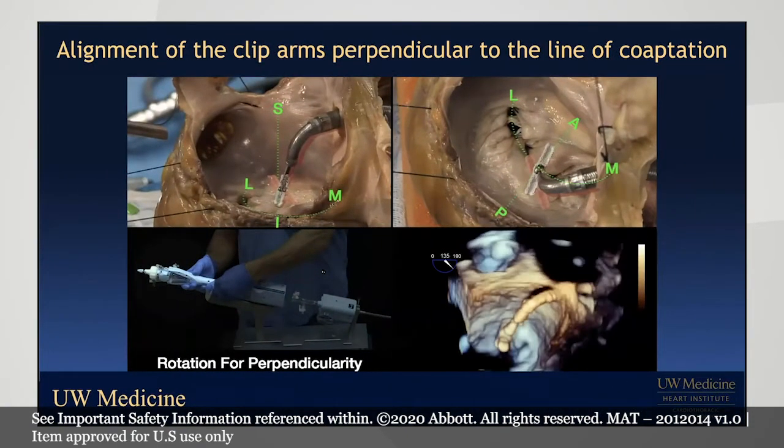This basically shows this in a few quick steps. I'm not going to spend too much time. I think the point is clear that once we are above the valve, we need to look for perpendicularity of the clip. And again, as Dr. Smith actually mentioned in the initial talk, understanding the pathology will drive the perpendicularity that we need to achieve.